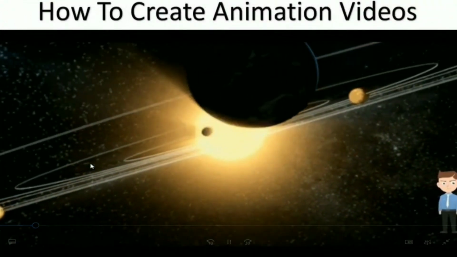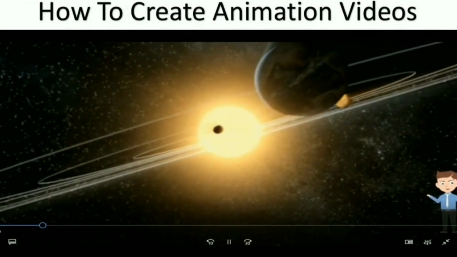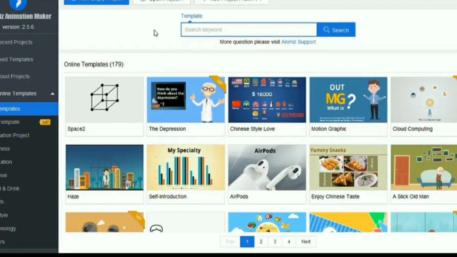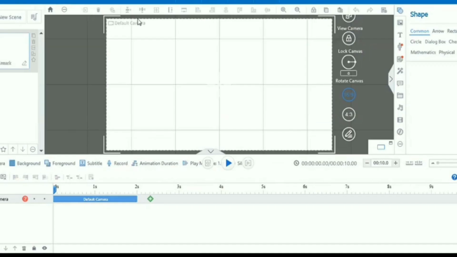If you want to make animations like a pro, first you need to download Animai's animation maker, which is almost free to use. Its working is really simple, as we will see. You can see various open source projects here, but if you want to make it from scratch, click on New Project.